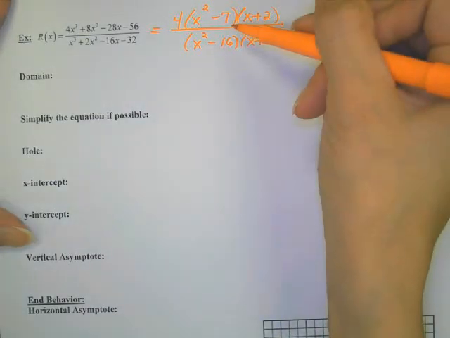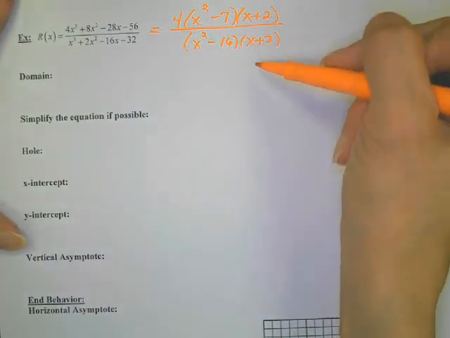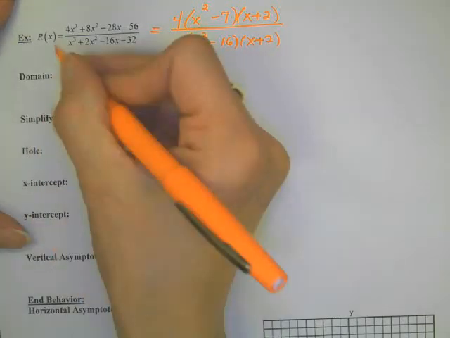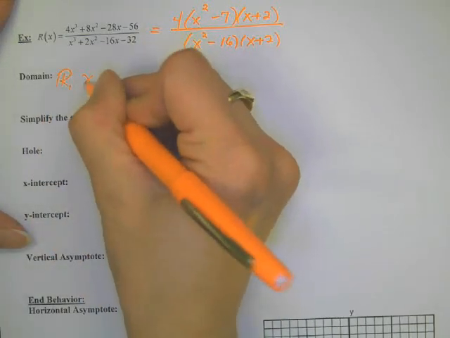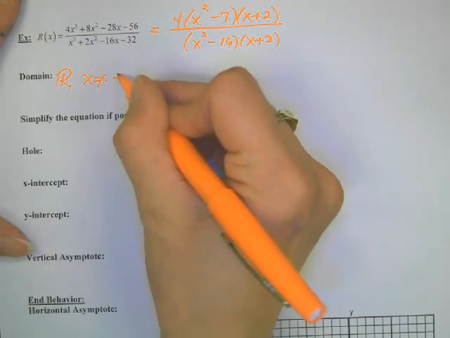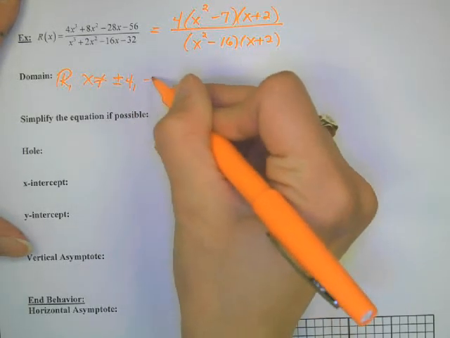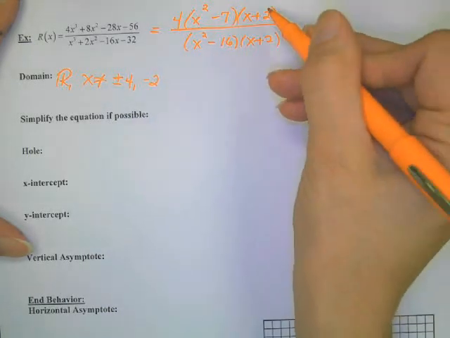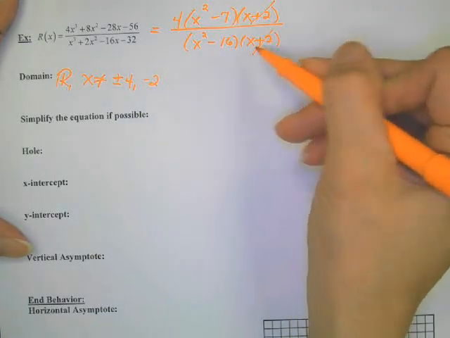Okay, now that is nowhere near done, and I am noticing a hole. So before we start canceling, let's write down the domain. All real numbers except, careful here, there's 2 of them, plus or minus 4 and -2. So we'll go ahead and cancel those factors.